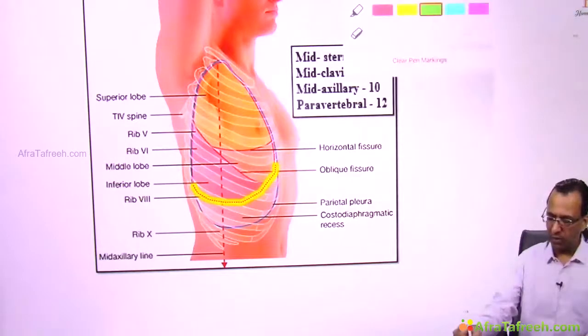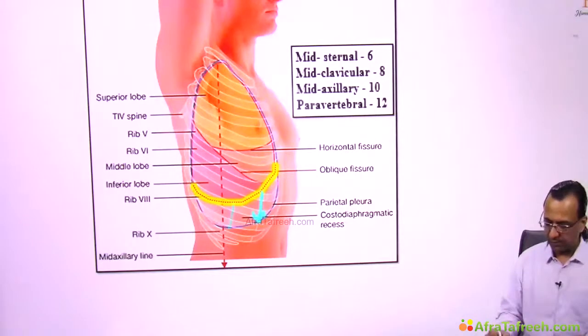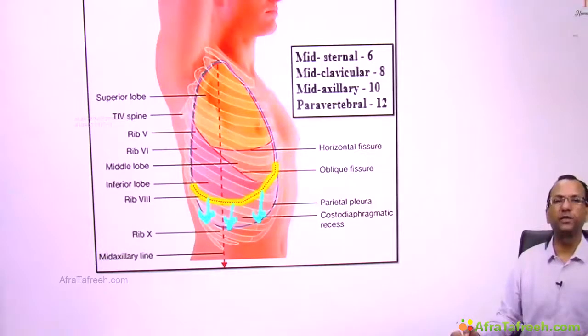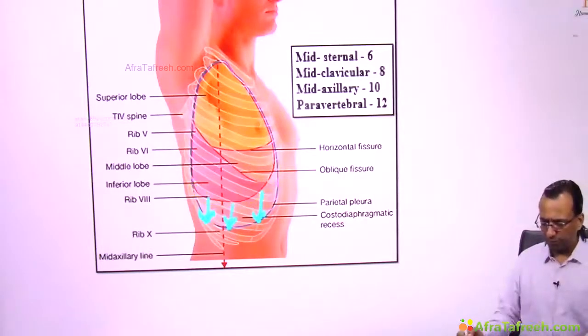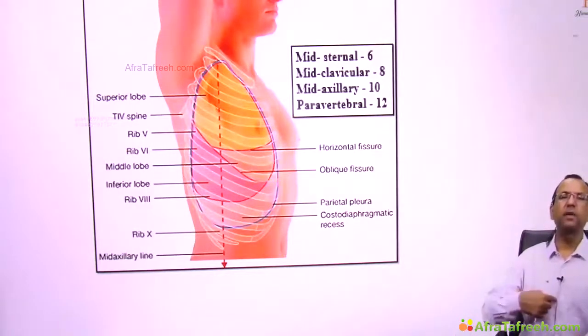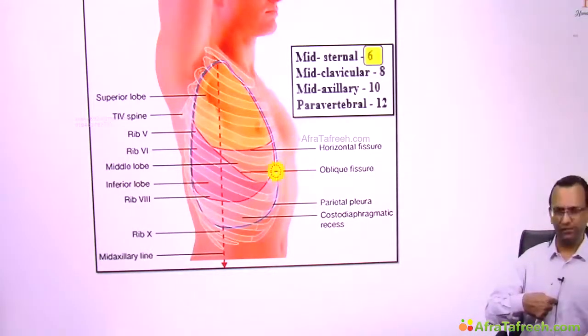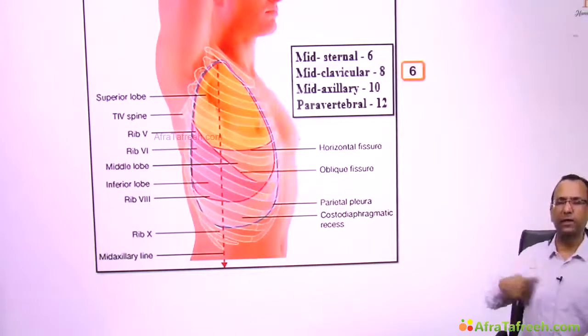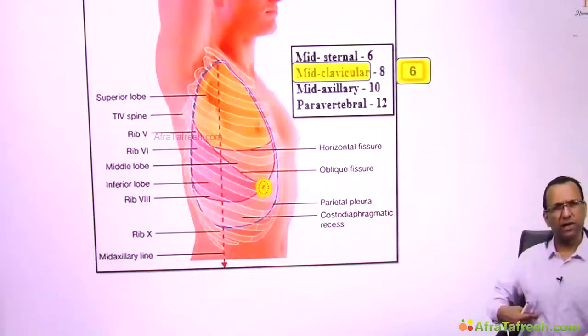Because the lung requires expansion in the pleural space. So there is some pleural space which is empty of lung. Yes, the lung stays 2 ribs higher. If I mark it, the right lung in the mid-sternal line is at the 6th rib. And in the mid-clavicular line, it is the 6th rib again, because it is 2 ribs higher than the pleura.